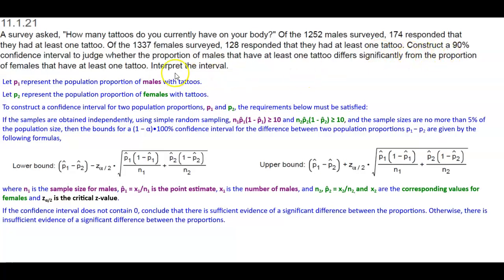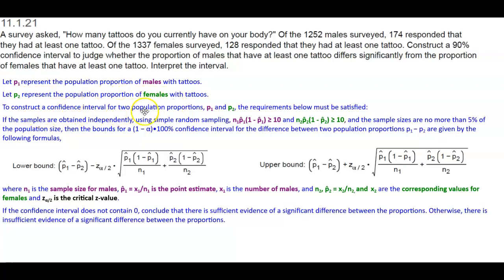We want to construct a 90% confidence interval to judge whether the proportion of males that have at least one tattoo differs significantly from the proportion of females that have at least one tattoo. And then we're going to interpret the interval. Well, first we're going to let P1 represent the population proportion of males with tattoos. We're going to let P2 represent the population proportion of females with tattoos.